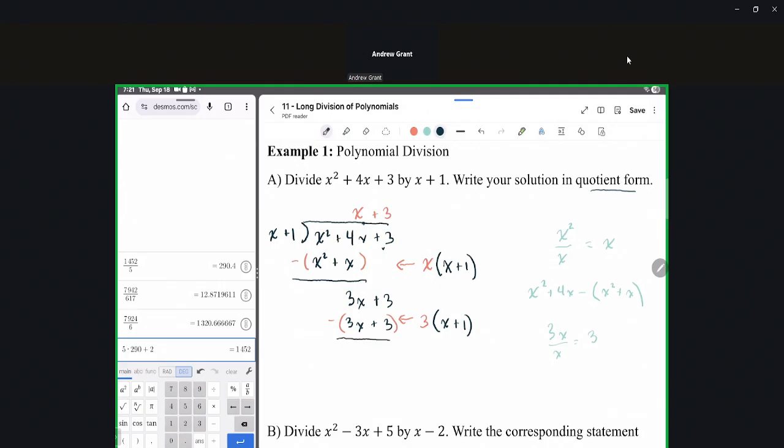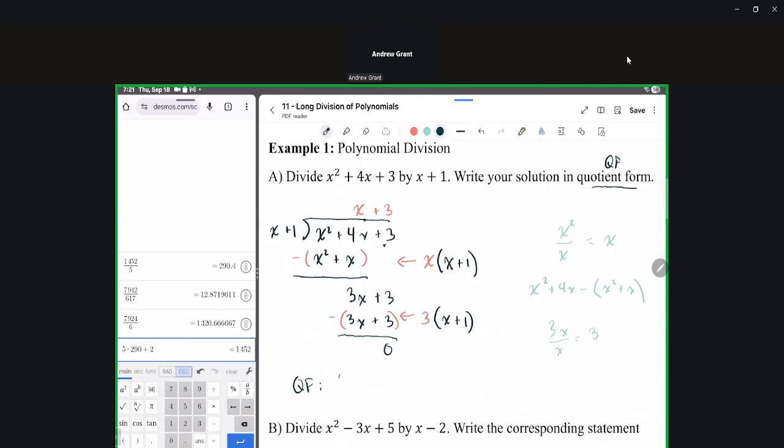So 3x minus 3x is 0. 3 minus 3 is 0. So by coincidence, if we want to write our answer in quotient form, so we'll call this QF for quotient form to save on time, we will say that if I take x squared plus 4x plus 3 and divide it by x plus 1, I get as an answer x plus 3.